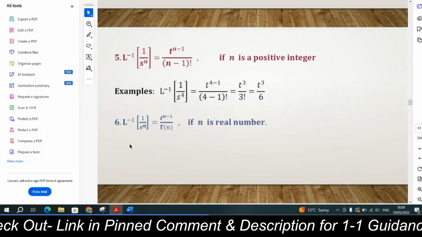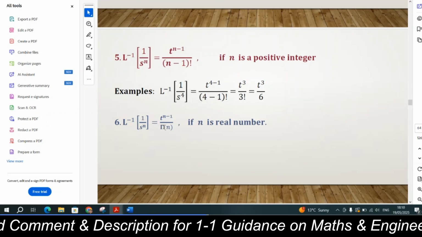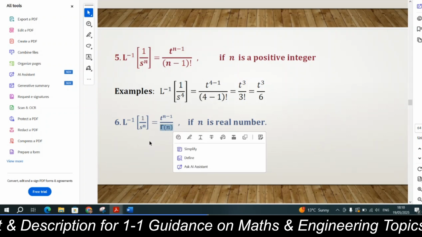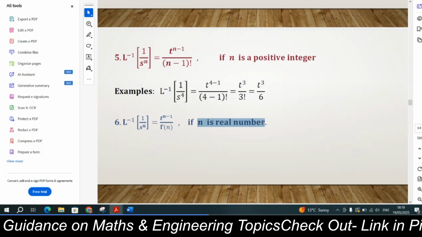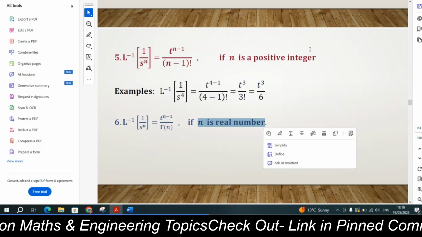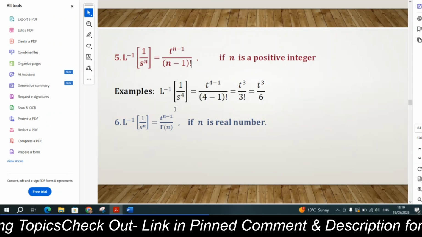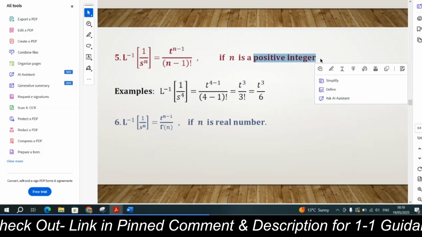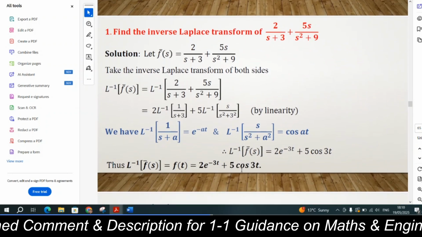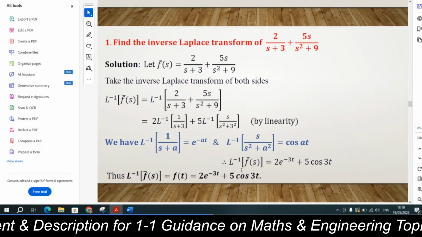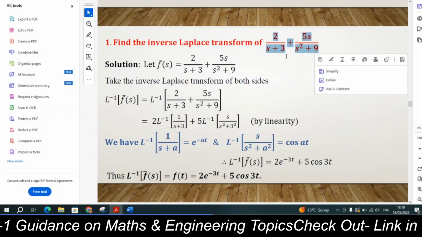One change: if instead of an integer you have a real number, then if you remember, in the Laplace transform of t raised to n, where n is not an integer, instead of a factorial you had a gamma function. That is what comes in the inverse Laplace over here now, if n is not an integer but a real number. See, gamma n, if it is an integer, we know it is the same as n minus 1 factorial. So these two are the same, but this becomes this only if it is a positive integer. Is this clear? Okay, let's proceed further.